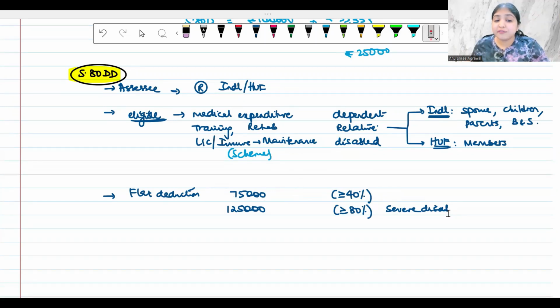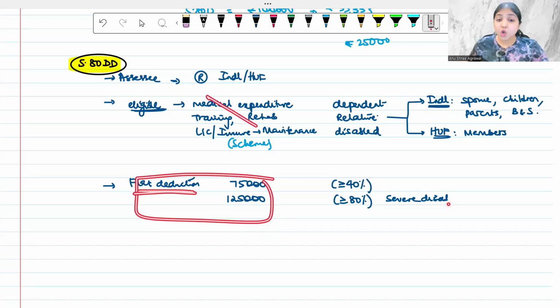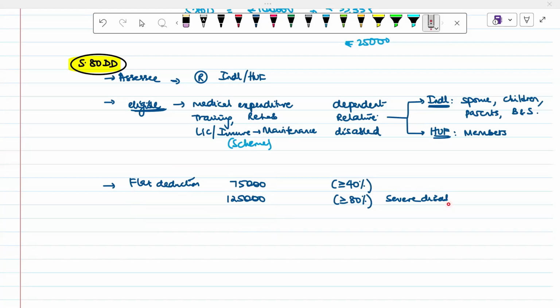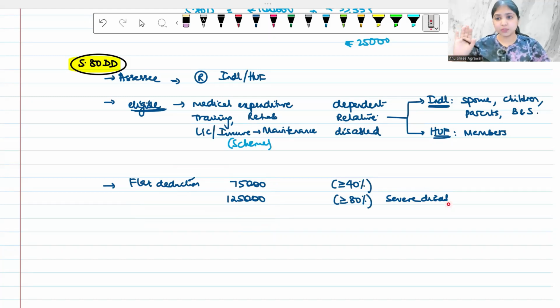These deductions are flat deductions, which means it does not matter how much the assessee has actually incurred. Assessee should have incurred some amount, but how much he has actually incurred is irrelevant. We will not bother about actual expenditure. We'll straight away give a deduction of 75,000 or 1,25,000, as the case may be.